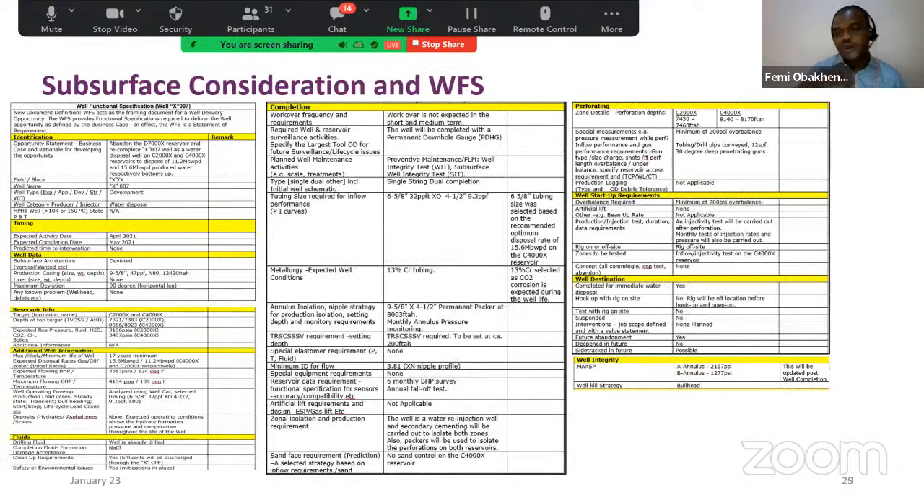The next one: how do you want to complete your well? Do you want to put in sand control? Do you want to put in a permanent downhole gauge for pressure monitoring and all that? Do you want to put in a subsurface injection system? How do you want to complete the well in general? This is what the well completion specification does for you. And then you can see a sample of a WCS that you put in your well proposal. The type of perforation: are you going to perforate? Do you want to do open hole completion and all of that? Very important when you want to design a robust produced water system.